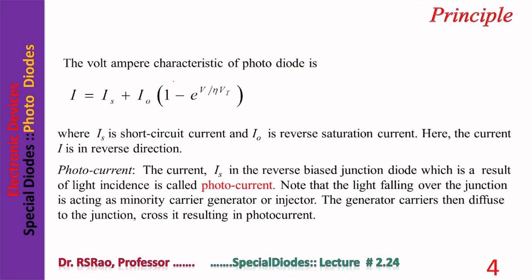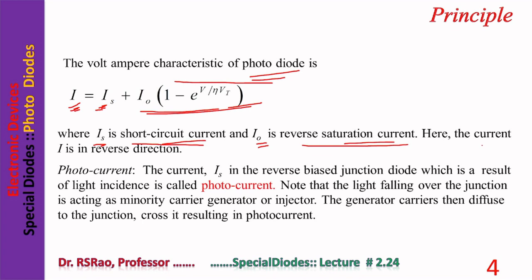The volt ampere characteristic of a photodiode is given by I, where I stands for current. It is equal to Is plus I naught into 1 minus e power v by eta Vt. Notice the second component, which is adding to Is. This component is the current in the ordinary diode in reverse direction. When the diode is under reverse bias, it is added to Is to give the current in the photodiode. Here Is is the short circuit current and I naught is the reverse saturation current. Notice the current I is in reverse direction, meaning it is flowing from N to P in the diode.